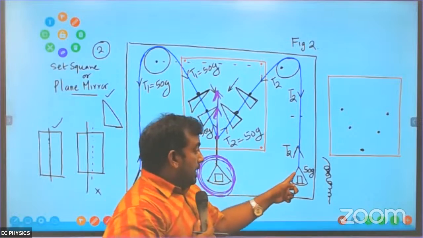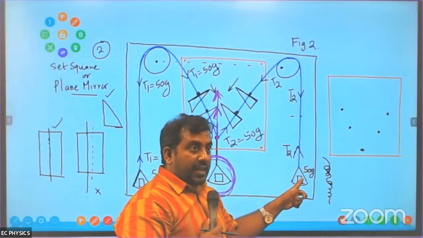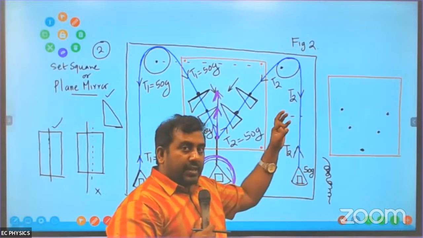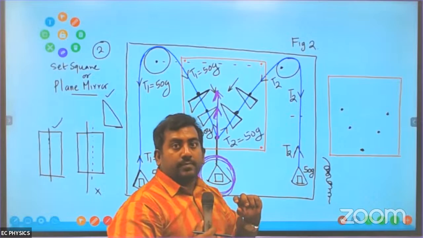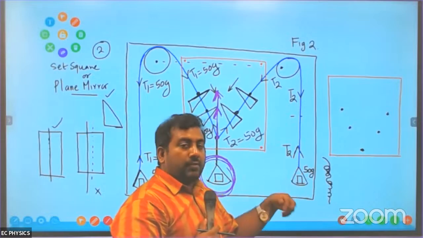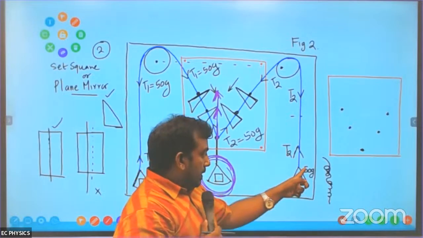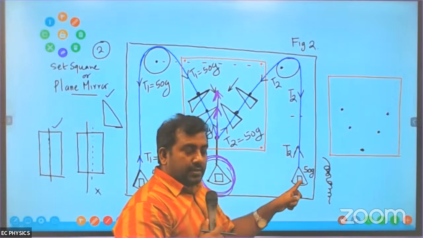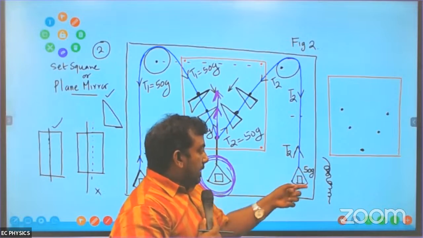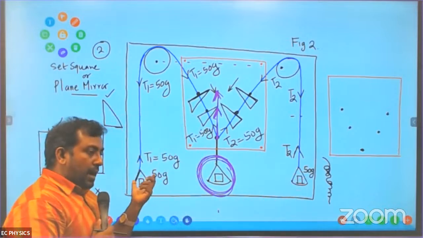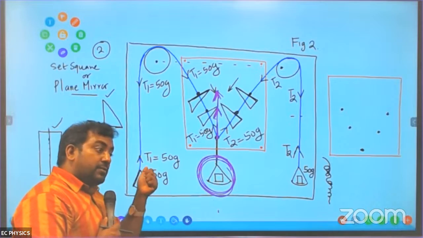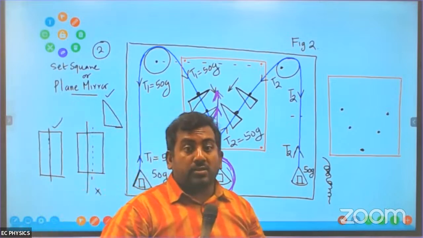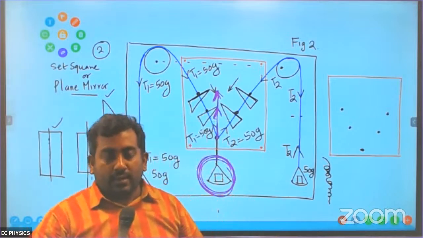Sometimes we have taken the weight mass but forgot to take the mass of the scale pan. Remember, if the string has weight, that weight also has to be added. If the scale pan has weight, that weight also has to be added. Example, if you put a 50 gram weight and the scale pan is 10 grams, then 50 plus 10 is 60. So you must draw this for 60. The scale pan weight also should be added.